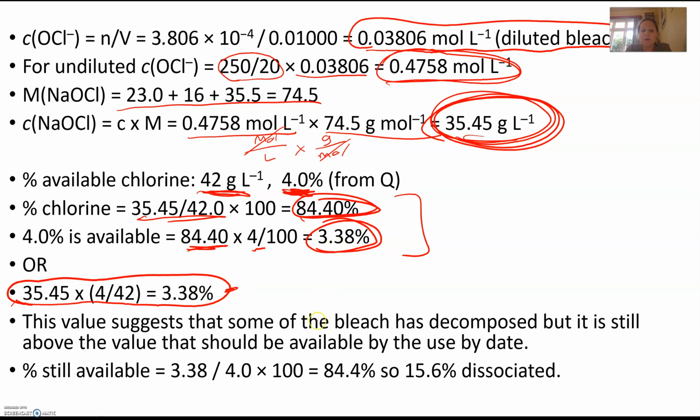So if we've got 3.38, that's well above the 2% that it's deemed off the use by date. So therefore we're all good. This bleach is still okay, and we can work out how much of it dissociated, because if we've got 84.4%, and if this was 100%, then you just subtract it off. So 100 minus 84.4, so 15.6 of it dissociated, which is pretty cool. Yeah, so I hope that makes sense. Any questions, let me know.